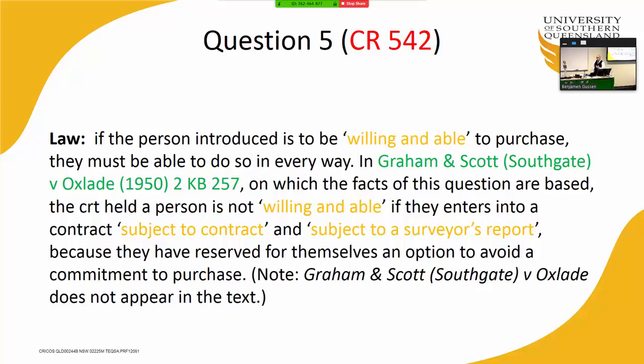So they give you this case, which is in the tutorial answer, but it's not in your textbook. This case, Graham and Scott, Southgate, and Oxlade, on which the facts of this question are based, the court held a person is not willing and able if they enter into a contract subject to contract and subject to surveyor's report. So when someone says something like that, you know that they are not actually willing to enter into the contract. They are not willing and able, meaning that you don't actually have an offer that could be accepted still, which means that there's no sale, there's no contract, no commission.